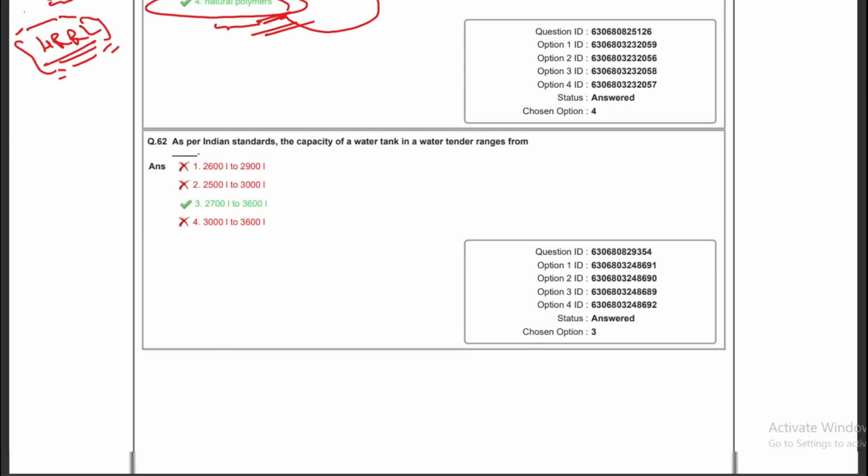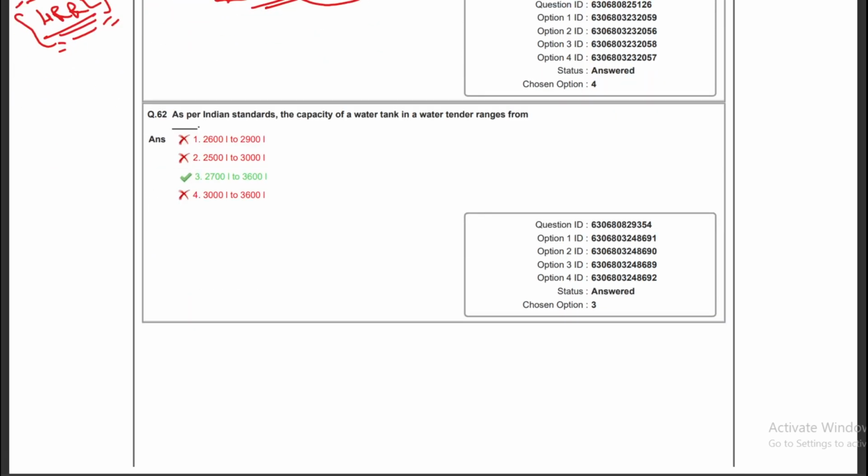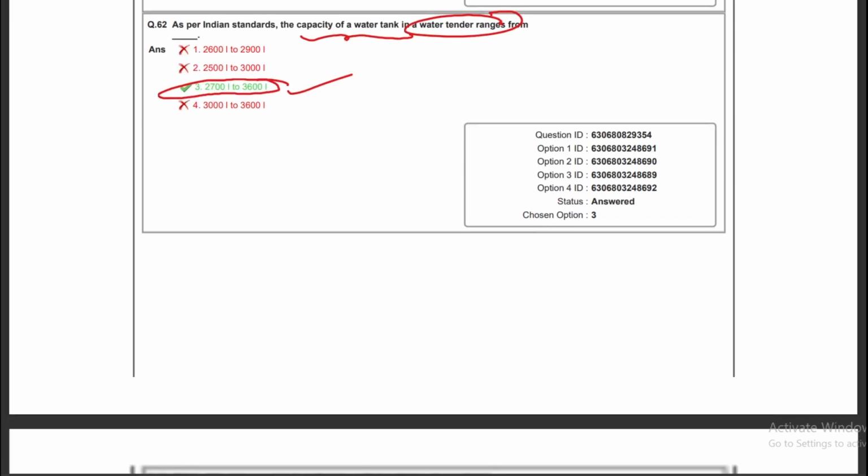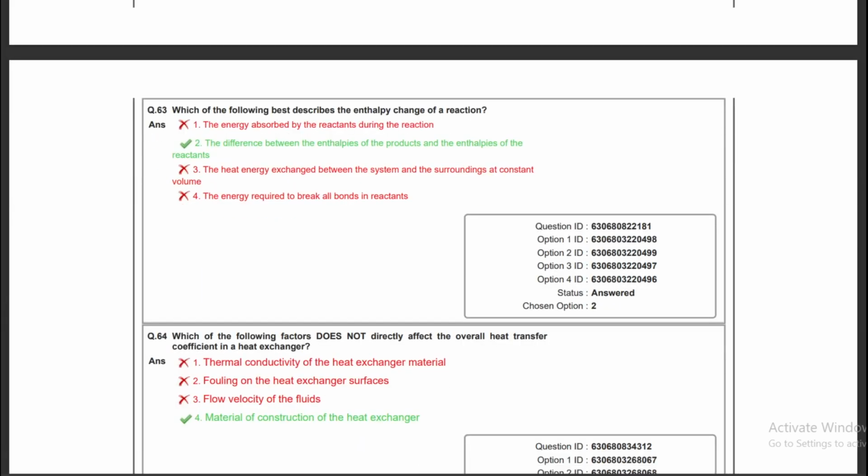In the next, this is a direct question. As per Indian standard, the capacity of the water tank in a water tender should be within the range of 2700 to 3600 liters. In the next question, which of the following best describes the enthalpy change of the reaction?